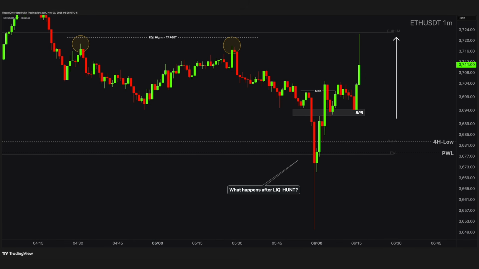In fact, this is one of the core setups combining smart money concepts and basic price action. That is why it's important to watch how the price behaves after major liquidity hunts. You want to see whether it keeps following the existing trend or starts breaking structure and signaling a possible reversal.